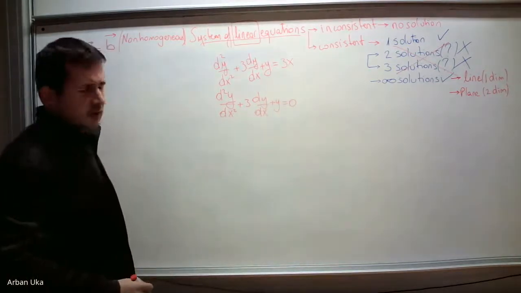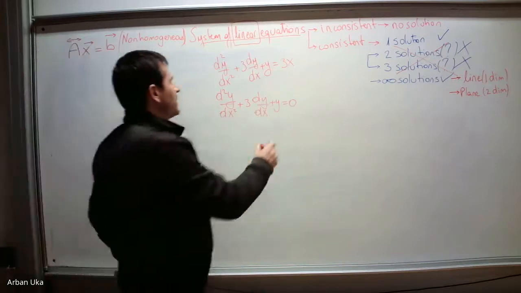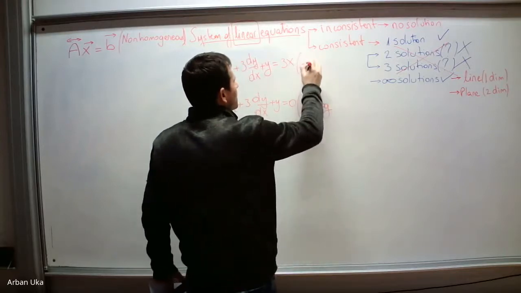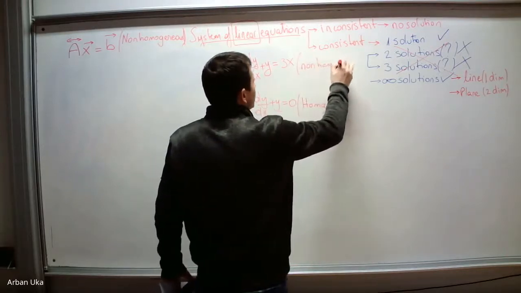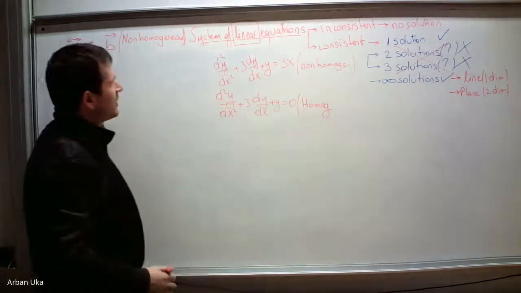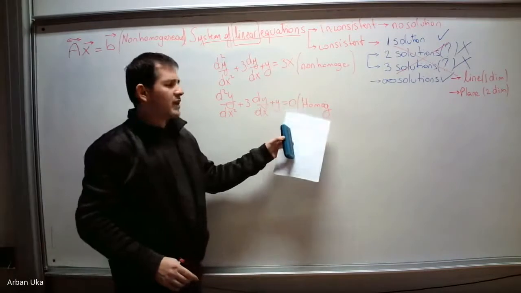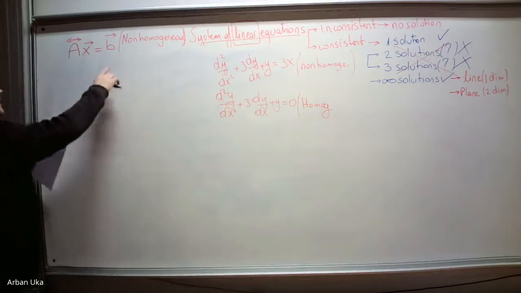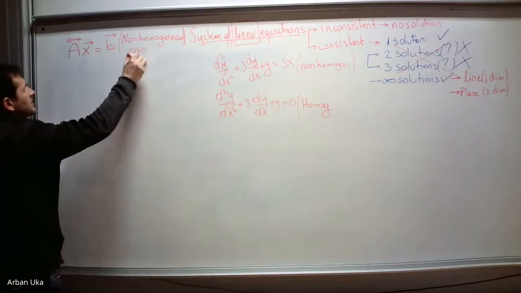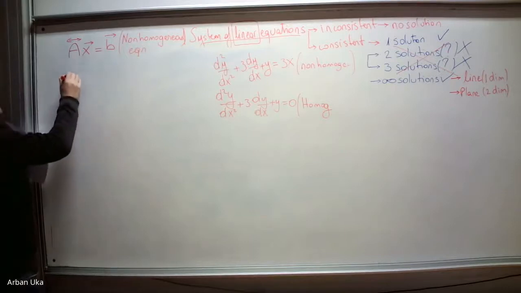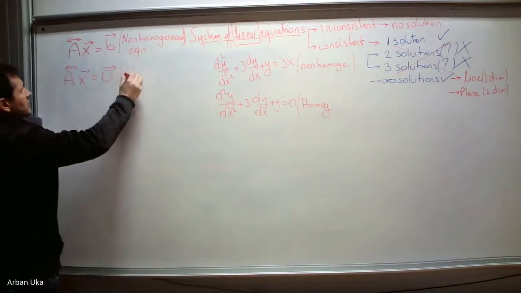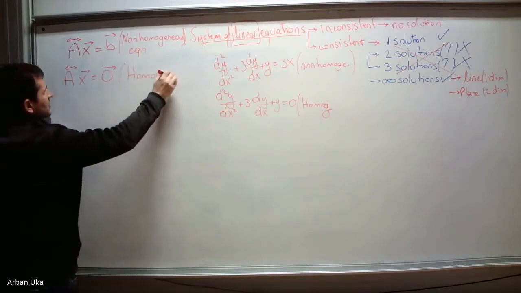Now, here we have two different differential equations. This one is called a homogeneous differential equation. This one is called non-homogeneous. You can see that if on the right side we have a 0, this makes it homogeneous. If on the right side is a non-zero, this is not homogeneous. So, if this is a non-homogeneous system of linear equations, what is the homogeneous part? The homogeneous equation, which would be similar to this, would be Ax equal to 0. So this is homogeneous.